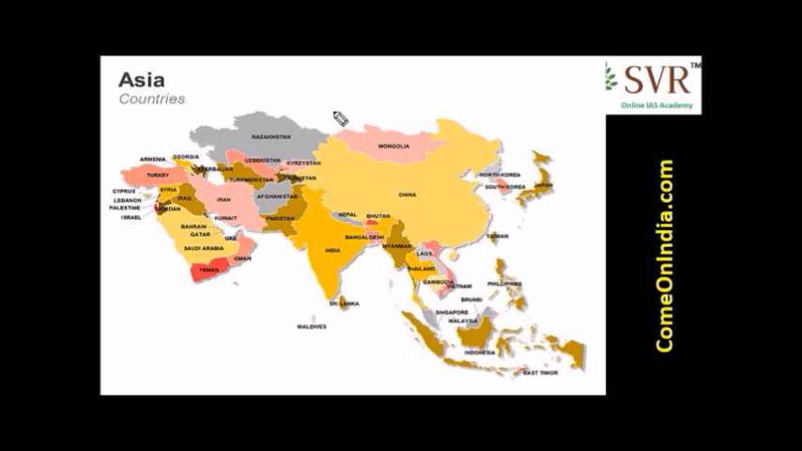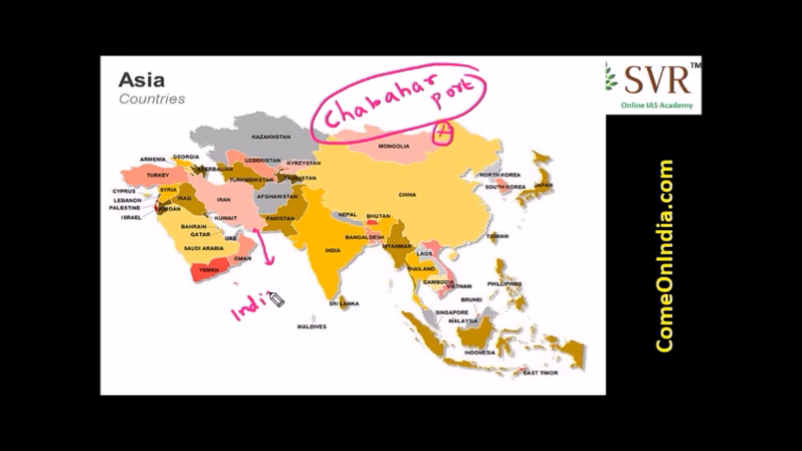Chabahar port is located in Iran, that already we discussed. The point of location is here. The important prelims point is that it is the only Iranian port which has direct access to the Indian Ocean. So it's one of the important prelims points.